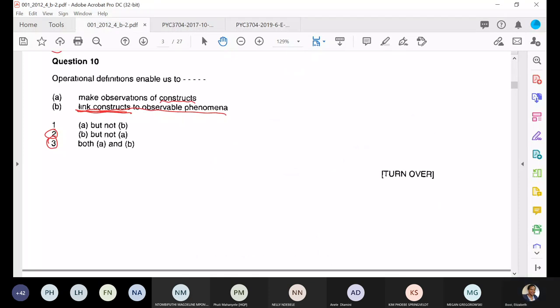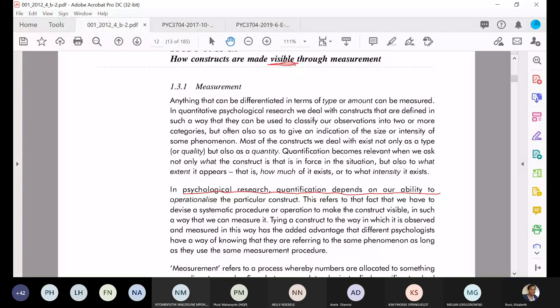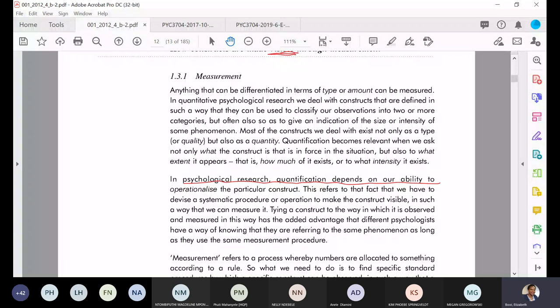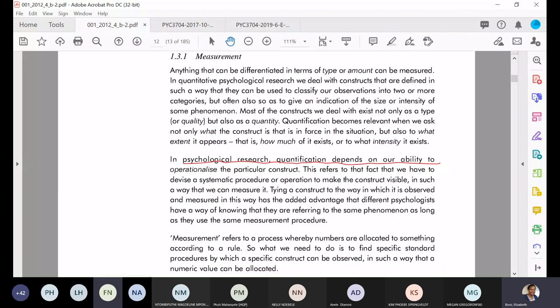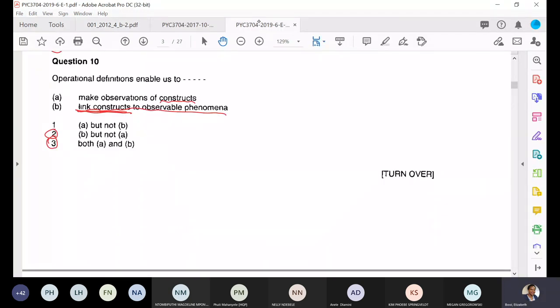So, have you found the answer? Are we happy with number 3? Yes, I'm happy with that. Yes, I'm also happy with that. So the answer is 3.